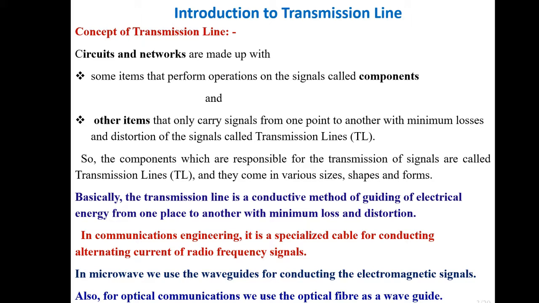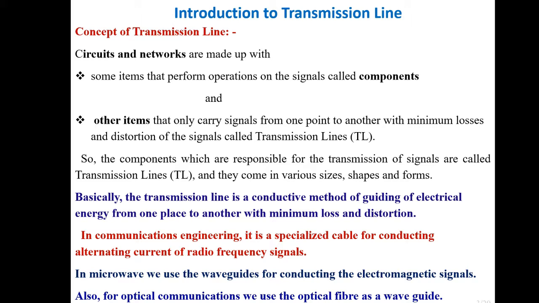Generally, when we talk about the transmission line, it obviously brings to mind the electrical transmission line for transmission of electrical energy from one point to another distant point through a long and dedicated distributed network. In most cases, the transmission line is defined as a conductive method of guiding electrical energy from one place to another with minimum loss or distortion.